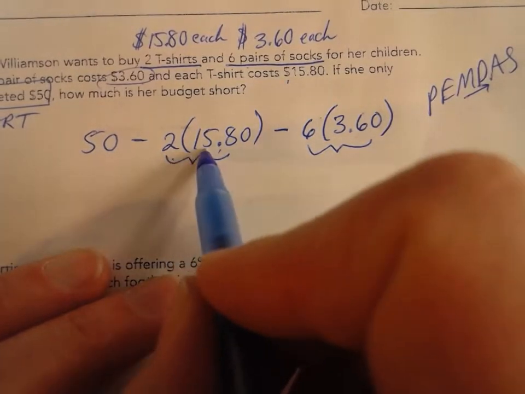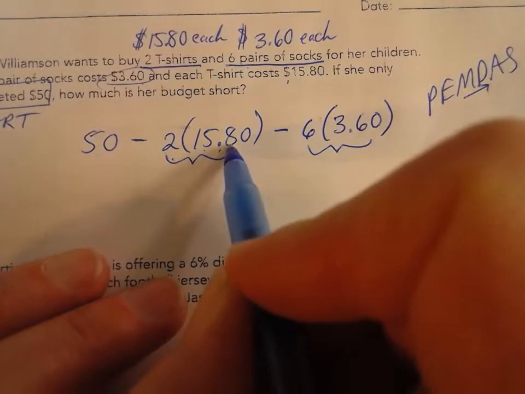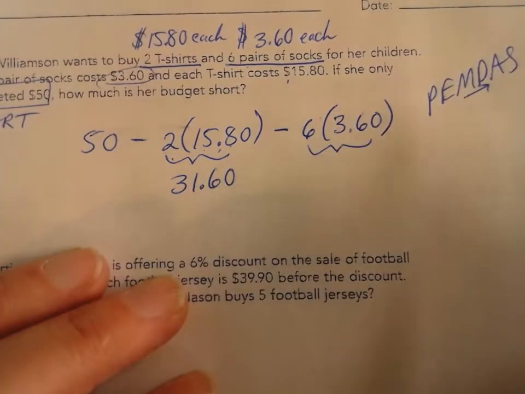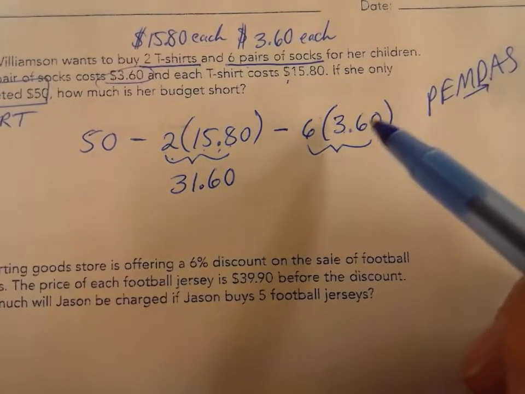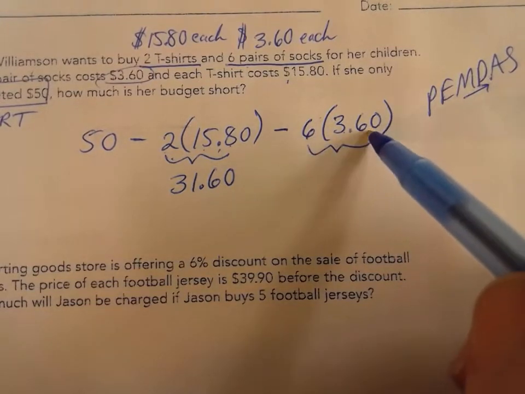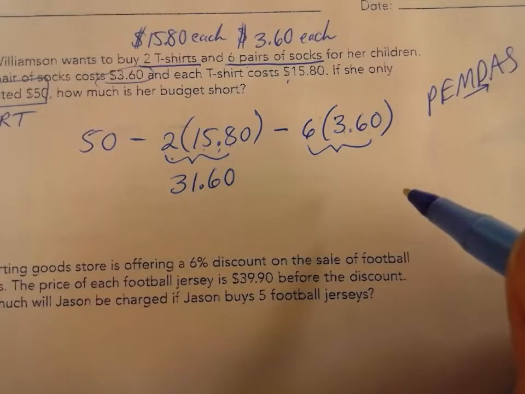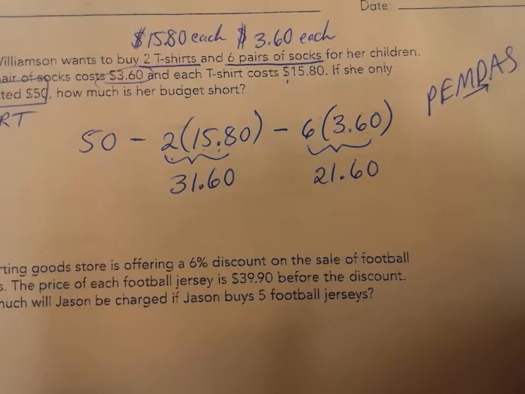So 2 groups of 15 would be 30, and 2 groups of 80 cents would be $1.60 more. Looks like I'm going to get $31.60. How about this? 6 times $3 is $18, and 6 times 60 cents is $3.60. So 18 plus 3, 19, 20, 21, and 60 cents more. I think we've got it.